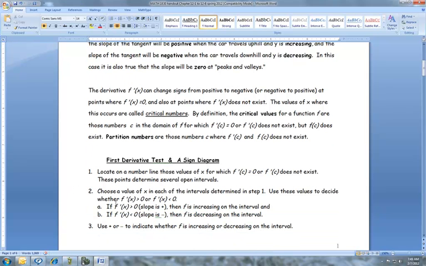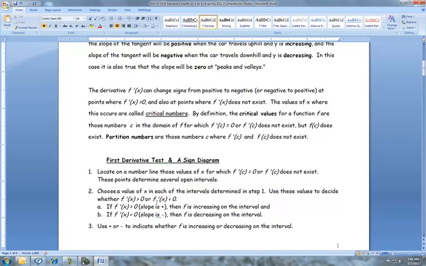Now number 2, it says choose a value of x in each of the intervals determined in step 1 and use these values to decide whether the derivative is positive or negative. Guys, I use my calculator and I use the graph. I'll show you this way that they're referring to, but we can get the information a whole lot quicker by looking at the graph.